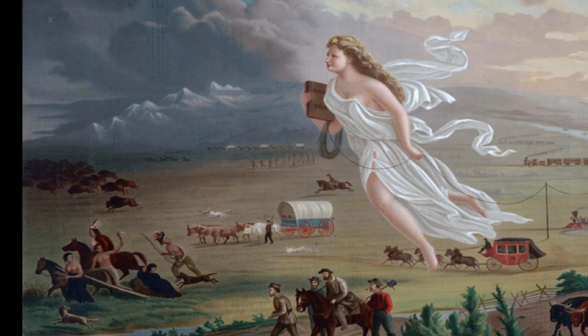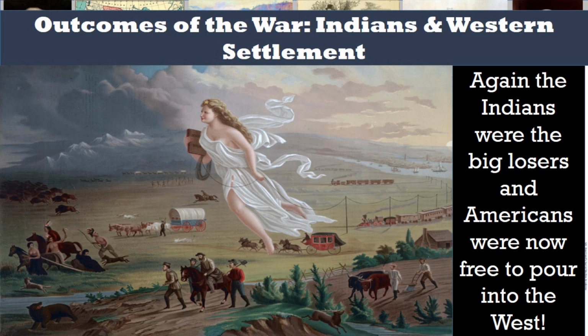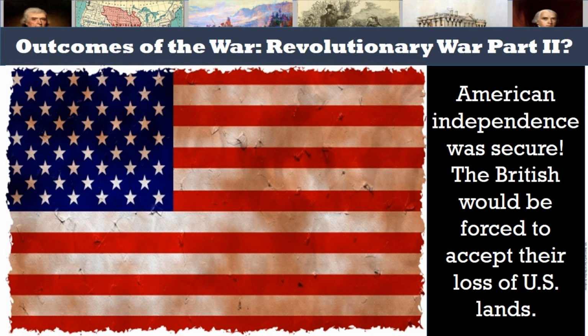So, what are the outcomes of the War of 1812? Well, again, the Indians were the big losers, and Americans were now free to pour into the West. A good way to look at the War of 1812 is as the Revolutionary War Part 2. With their victory, American independence was secure, and the British would be forced to accept their loss of U.S.